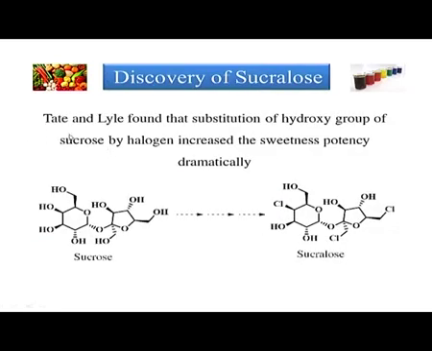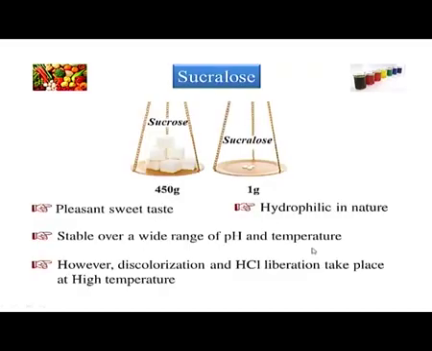So, there were these scientists Tate and Lyle. They found that substitution of the hydroxyl groups of sucrose by halogens increased sweetness potency dramatically. So, what they did was they converted this sucrose into a trichloro derivative, which is sucralose, and it has a pleasant sweet taste. It is stable over a wide range.